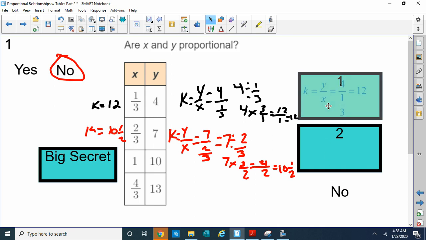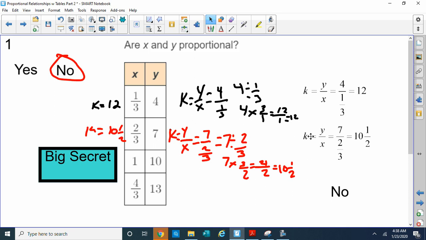So again, what I did was I used my value of the first set of coordinates here, 1/3 and 4. Remember, put the y value over the x value, and you could use your calculator, by the way. 4 divided by 1/3, and that'll give you 12. And then here I use my second one, which is k equals y over x again, 7 over 2/3. That's 7 divided by 2/3, and that gave me 10.5. So since these values were different, it is not proportional.